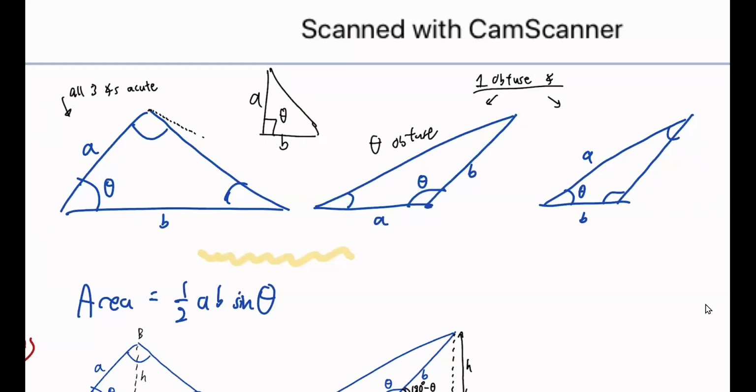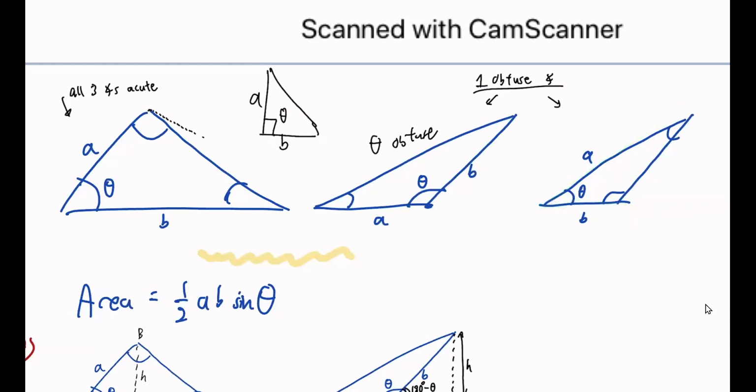For the next case, we are using an obtuse triangle, but now the theta is acute. Theta is acute. It's the other guy. Then you still got 2 lengths that are surrounding it, A and B. These are all the 4 possible triangles that can exist. And I have listed every possibility.